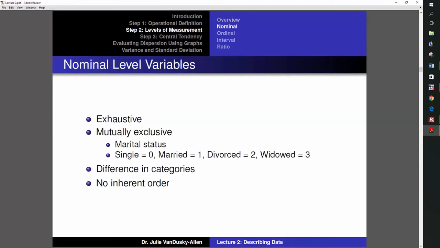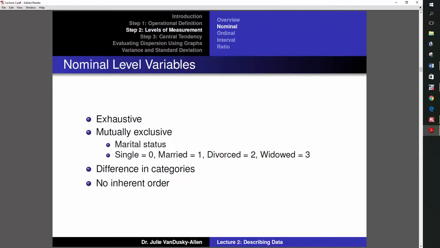In a nominal level variable, we divide our subjects into different categories. The categories are exhaustive in the sense that we included all possible categories. Categories are also mutually exclusive. If a subject in our variable can fit in one category, they cannot fit in another category. For example, if we wanted to measure someone's marital status, we can place them into 4 potential categories: single, married, divorced, or widowed. This variable includes all potential categories, and a subject cannot be in more than one category.